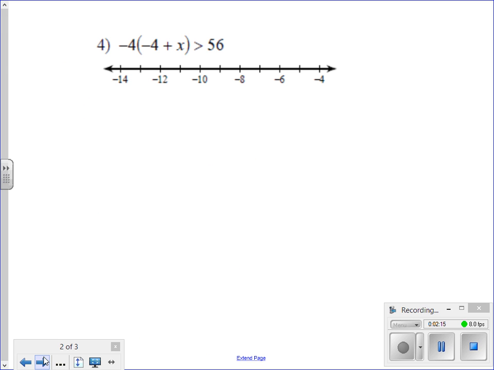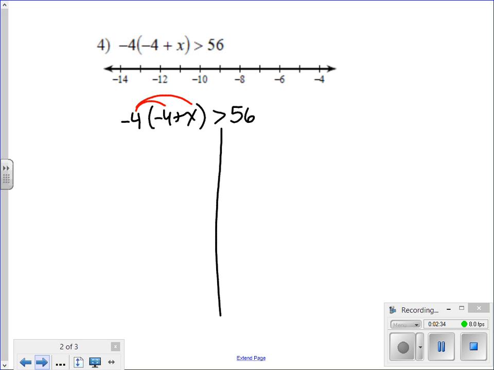Negative 4 times negative 4 plus x is greater than 56. Just like the first problem, I'm going to rewrite it here so that we have a little bit more room to work. When I solve this first, I need to distribute the negative 4. I want to get rid of the parentheses on the left-hand side. Well, negative 4 times negative 4 is positive 16, and negative 4 times x is minus 4x. I now have that 16 minus 4x is greater than 56.